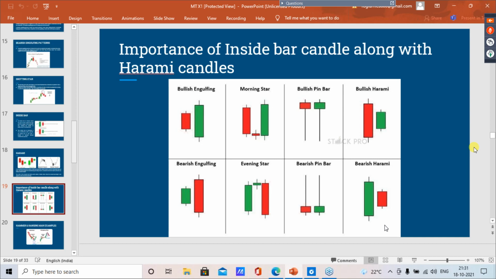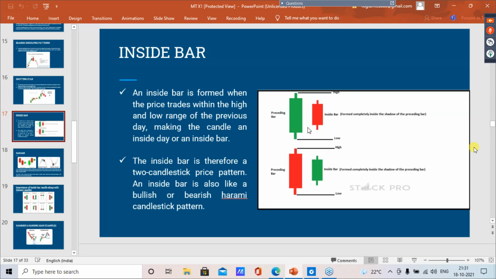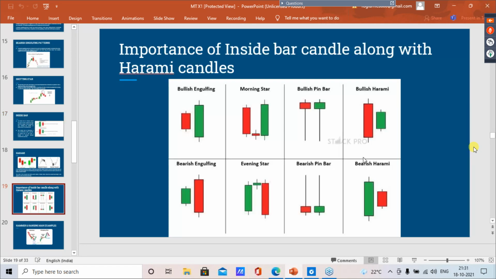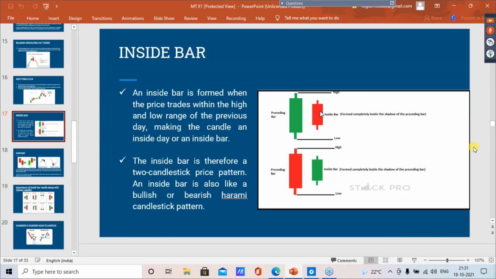What is the difference between an inside bar and a Harami? In an inside bar, there's no difference. First of all, the difference is that color coding is a must for Harami, because both are inside bars in bullish Harami and bearish Harami, and the color is what makes all the difference. But in an inside bar, irrespective of the color, the inside bar or the child candle should be within the high and low.